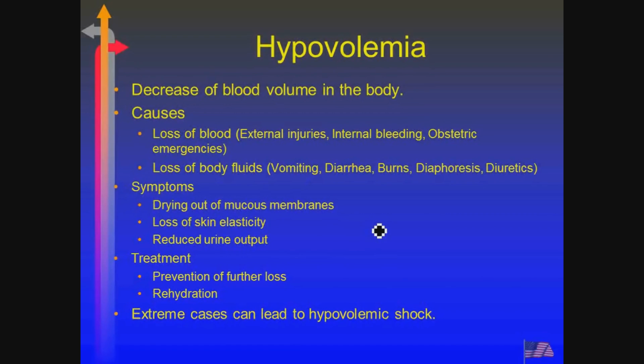We can also recognize this by a reduced urine output as the primary sign, but you'll also see the mucous membranes drying out. And novel idea, treatment for it is to prevent what's being lost and rehydrate them. And as we'll find out next semester, this is one of the ways you can end up with a shock state, hypovolemic shock.